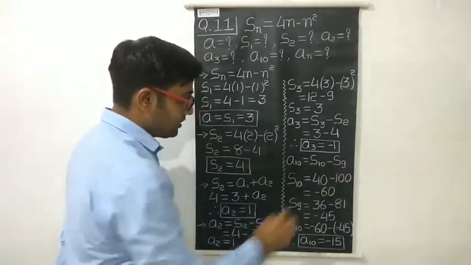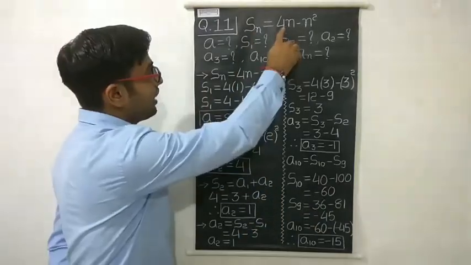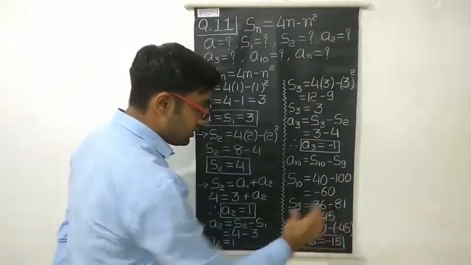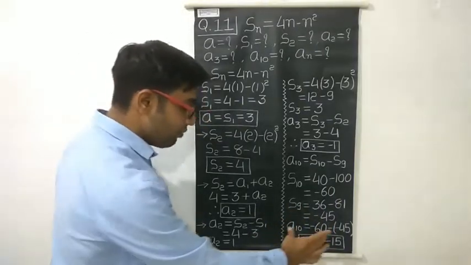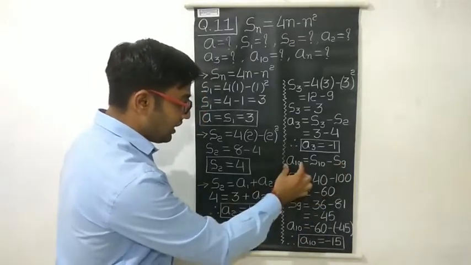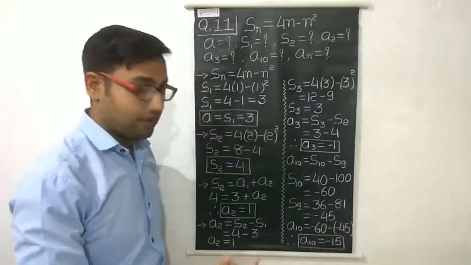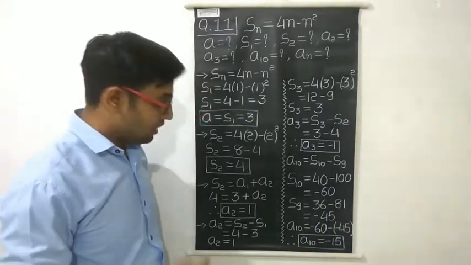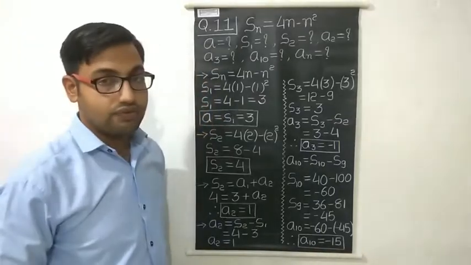Same way we have to find out S9. S9 is equal to, instead of n, now we have to put 9. So 9 fours are 36 and 9 square is equal to 81. Subtraction of both is equal to minus 45. So the value of S9 is equal to minus 45. Put both the values of S10 and S9 in this formula. So we get A10 is equal to minus 60 minus of minus 45. Minus 60 plus 45 is equal to minus 15. So in this way we get the value of A10, and that is equal to minus 15.